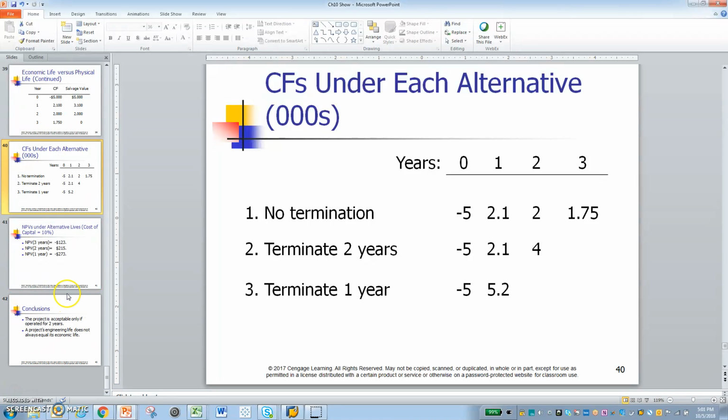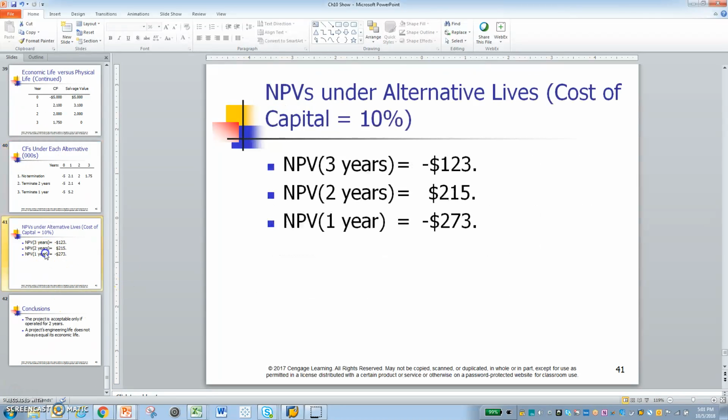All right, so now let's do this. Let's look at the net present value of each one of these. So the net present value for the 3 year, so we just use it for 1 year basically. If we use it for all 3 years, our net present value is negative $123. If we use it for 2 years, we're saying $215. If we only use it for 1 year, obviously that doesn't make sense.